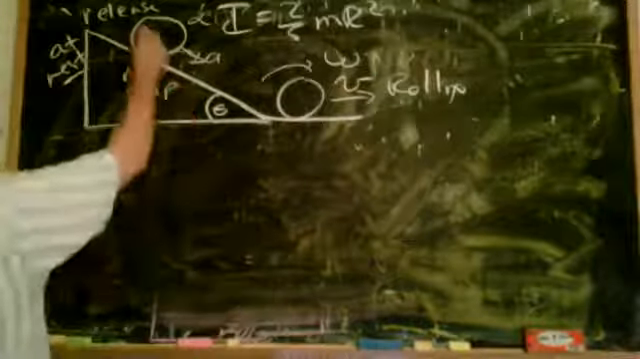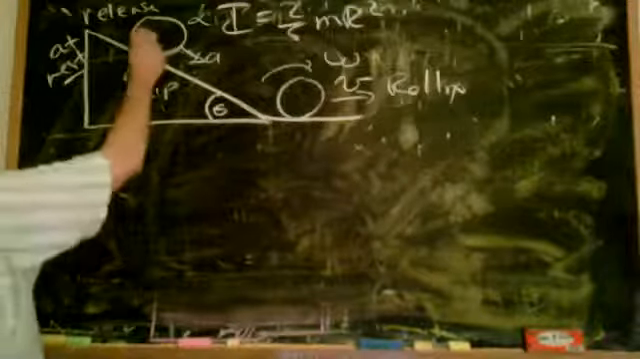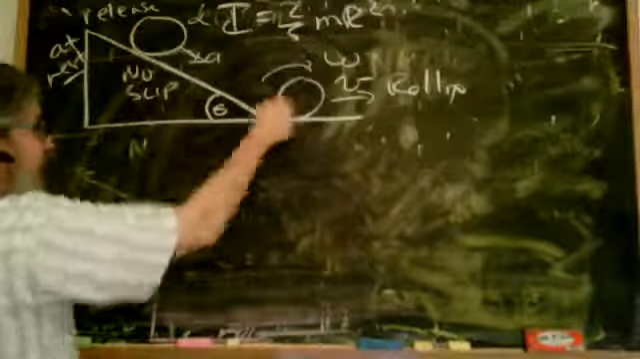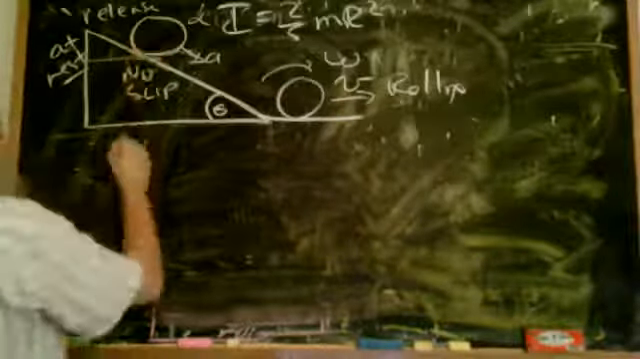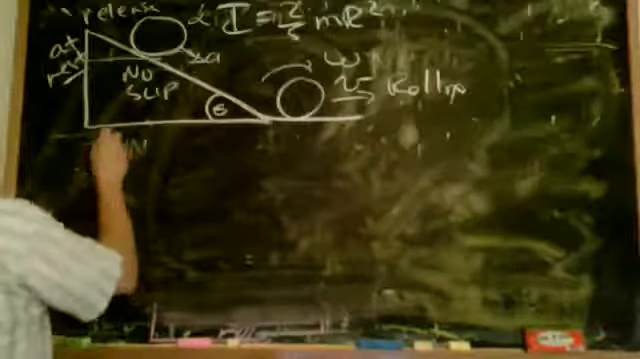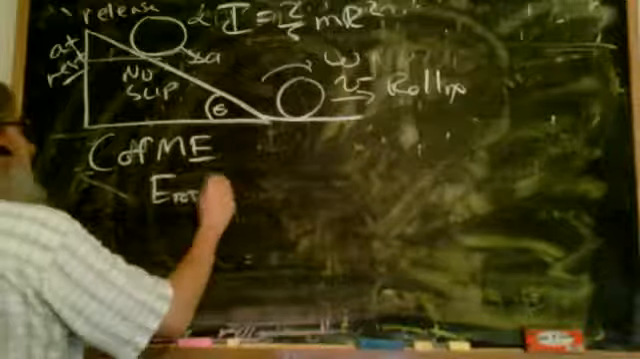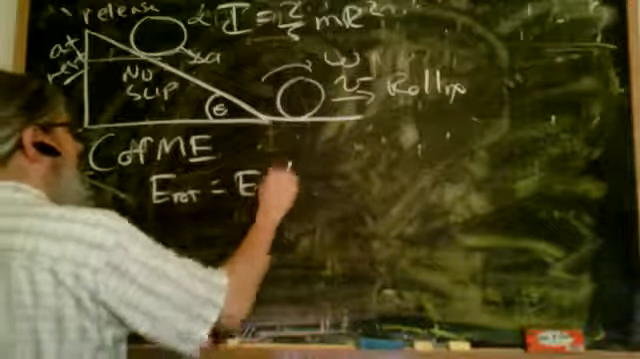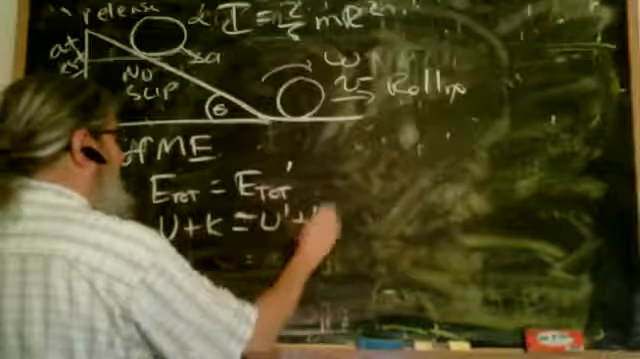If this were simply a block on a frictionless ramp, the easy way to do it is to say, I've got an object here and I've got an object here. It's like the child on a slide with no friction. No friction means I can use conservation of mechanical energy. In other words, the total energy is equal to the total energy prime, which is to say U plus K is equal to U prime plus K prime. That's great.